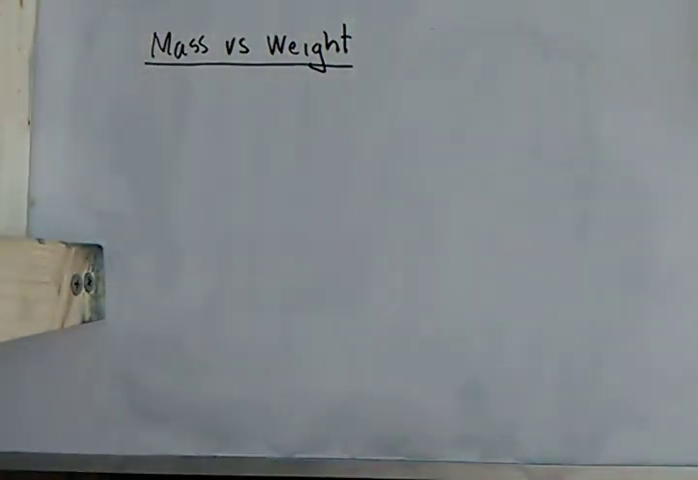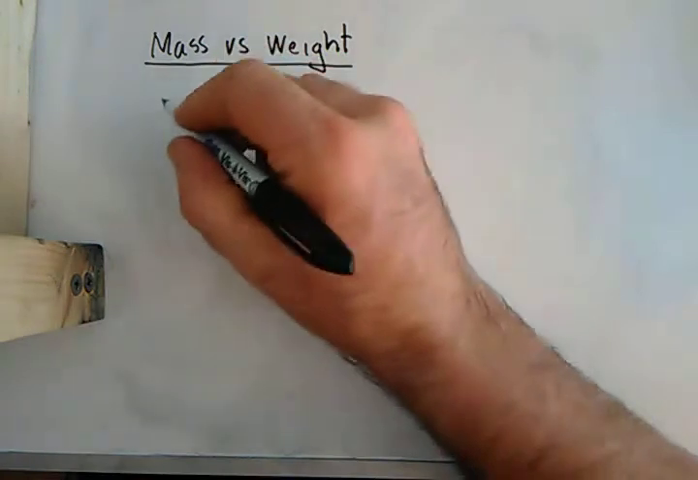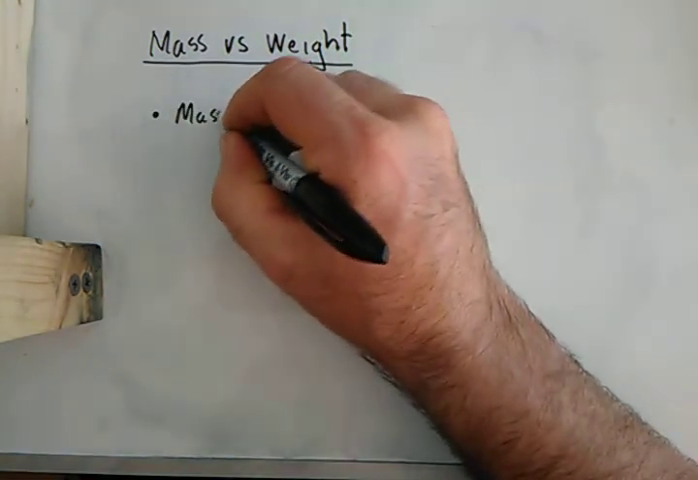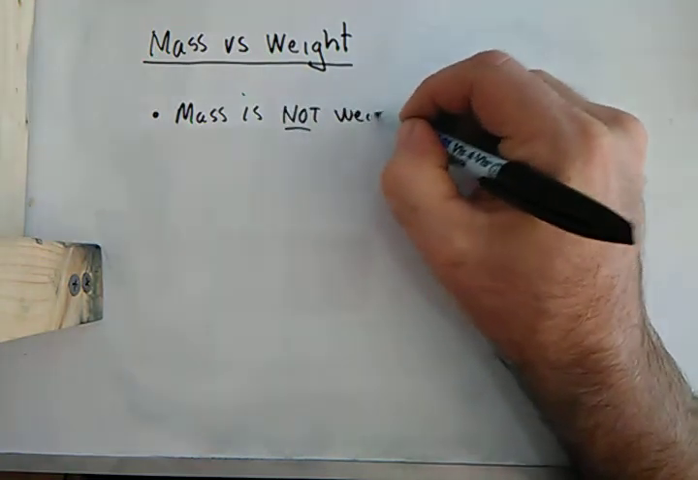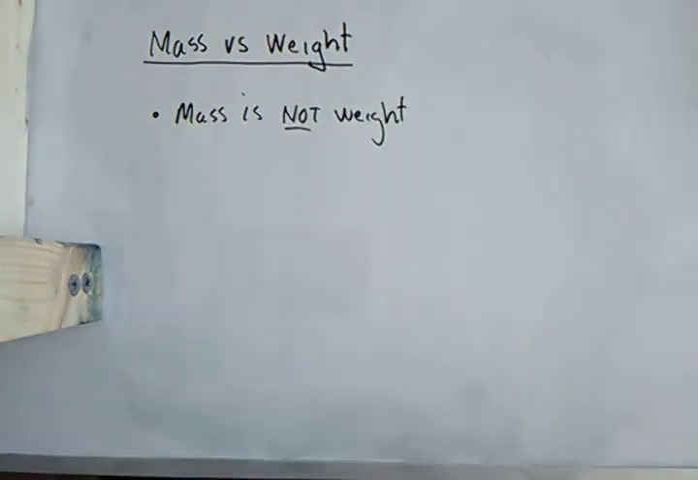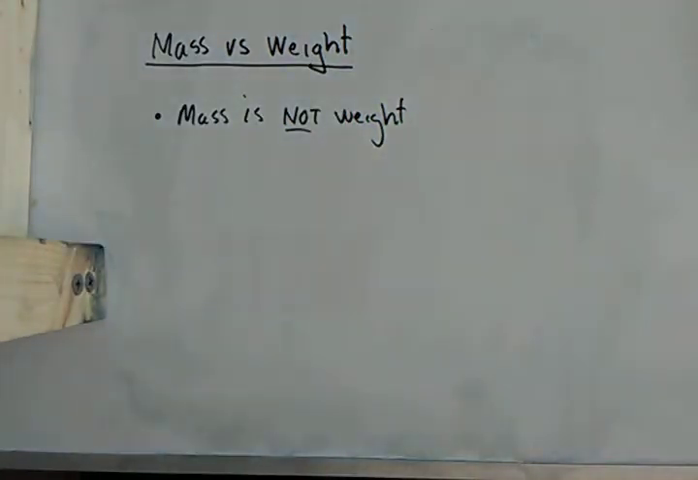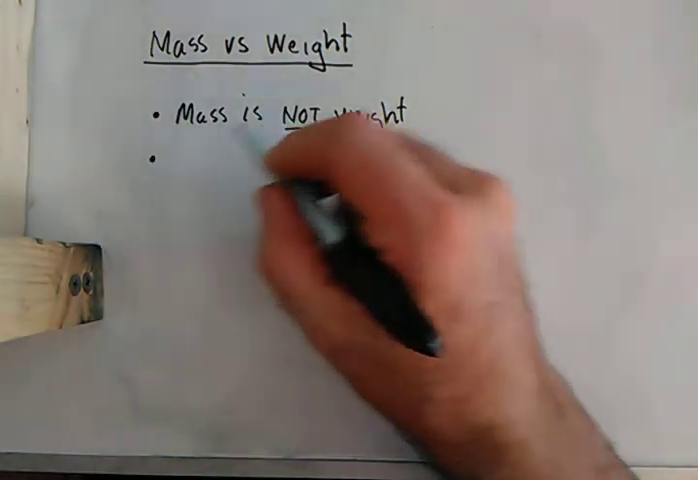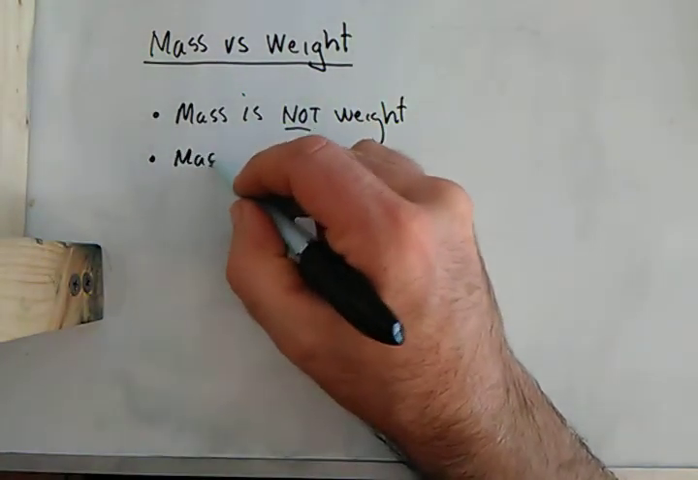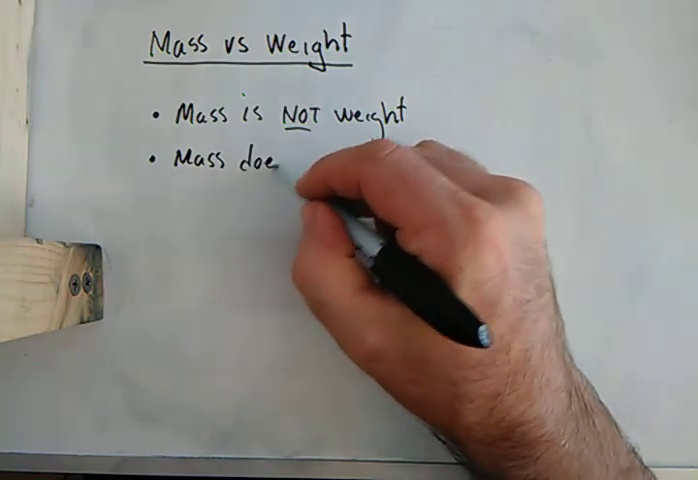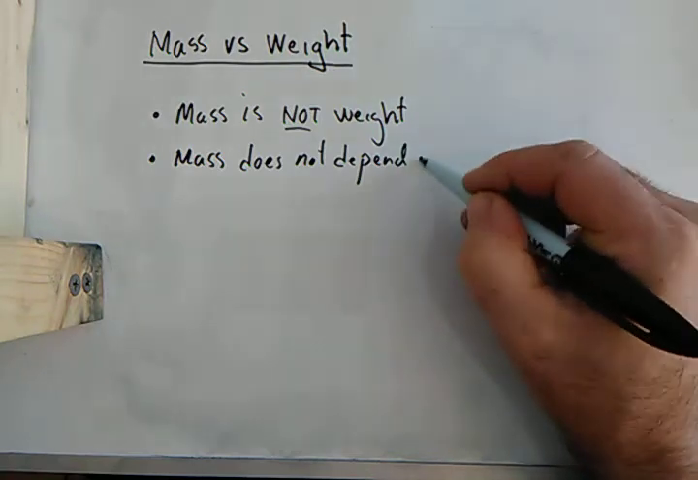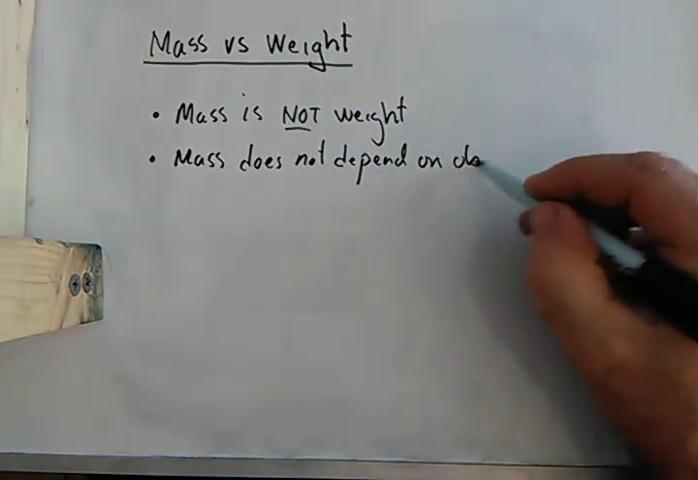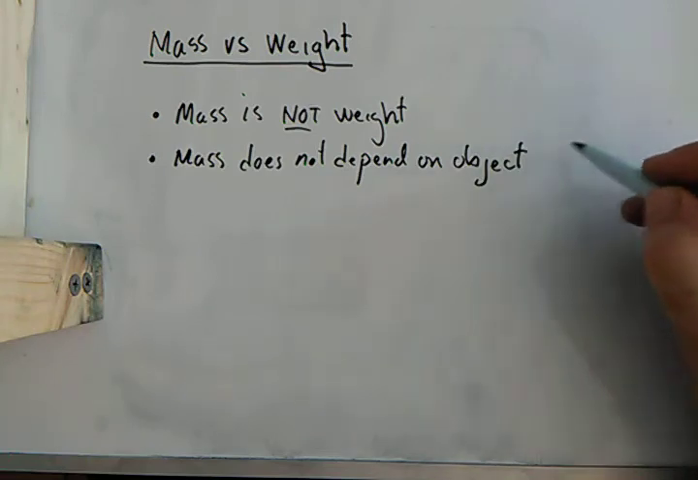First of all, let me let you know that you might want to write this down. Mass is not weight. Okay, these are the notes you're going to want to write down. Mass is the property of an object. It does not depend where the object is located. So look, mass does not depend on object location.